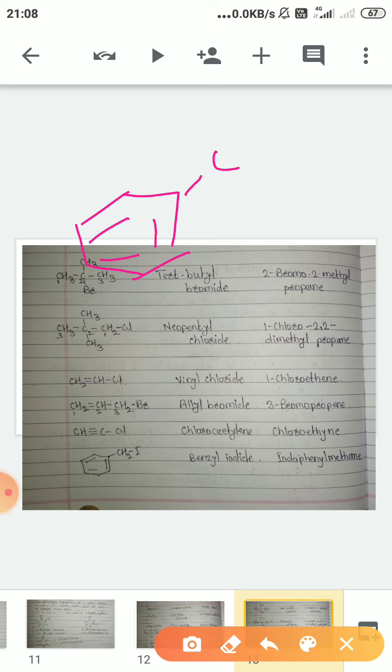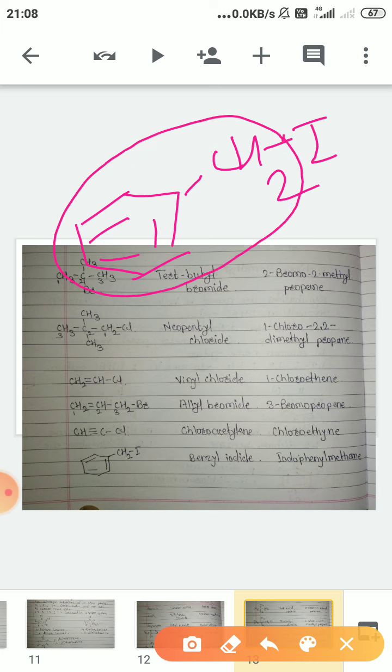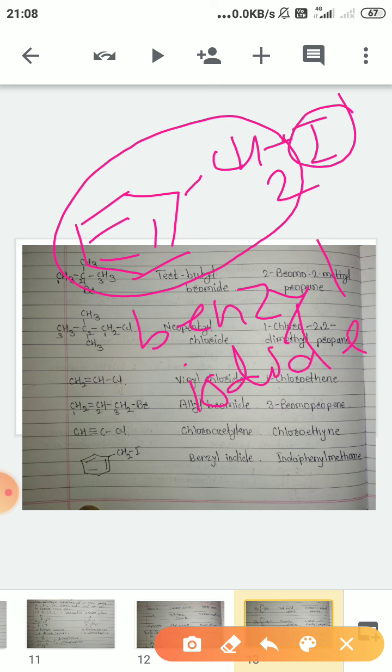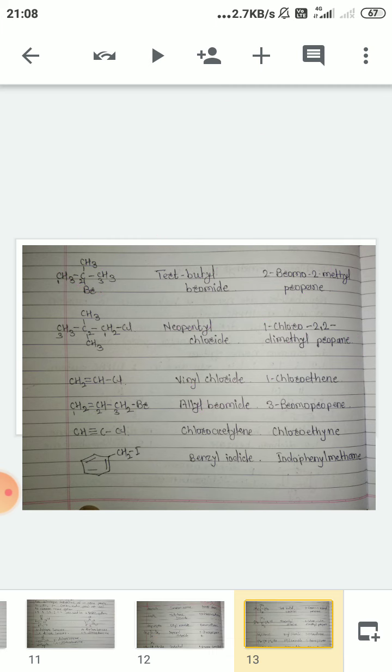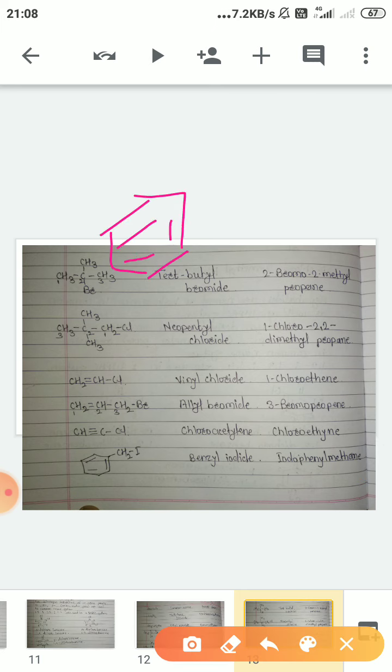Now the next: a benzene ring which contains one CH2 and iodine. Previously I also told you this group is called benzyl, and iodine is there, therefore iodide, and so the common name of this compound is benzyl iodide. Now look at CH2I, and at this carbon atom.